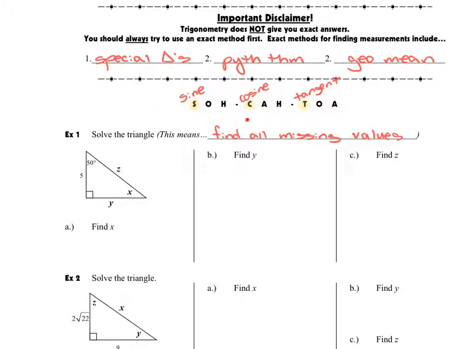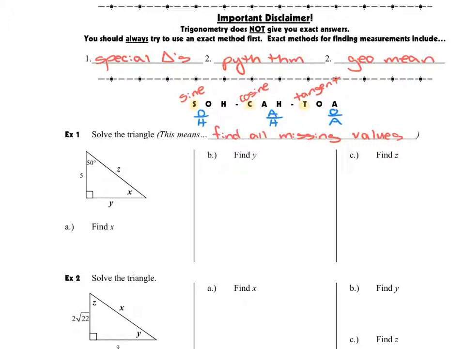So just a reminder on our SOH CAH TOA here, the S stands for sine, the C is for cosine, the T is for tangent. Remember that when we write the ratios, what comes first has to go on top. So sine is going to be opposite over hypotenuse, cosine is going to be adjacent over hypotenuse, and tangent is going to be the opposite over the adjacent.